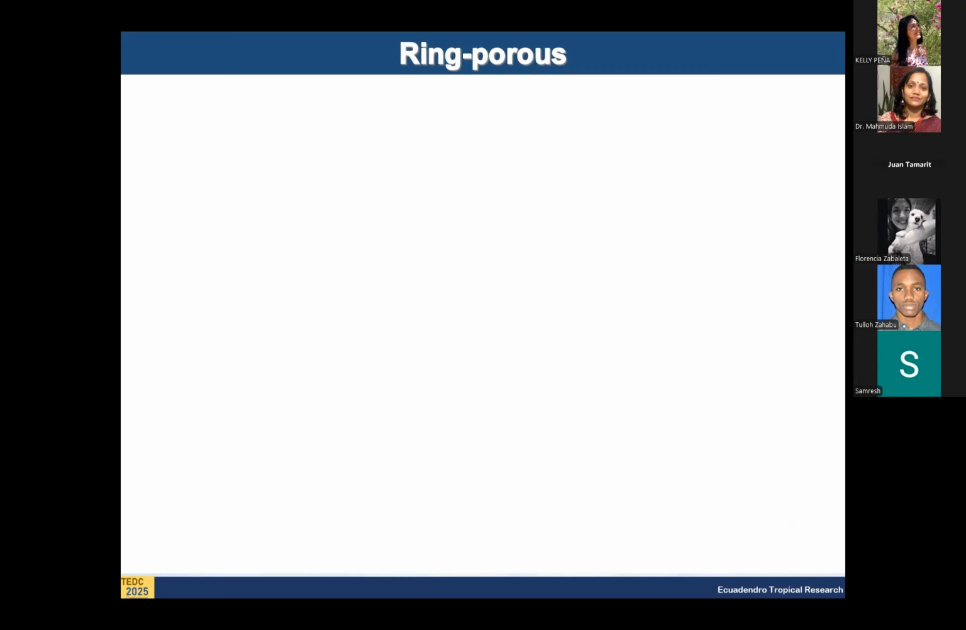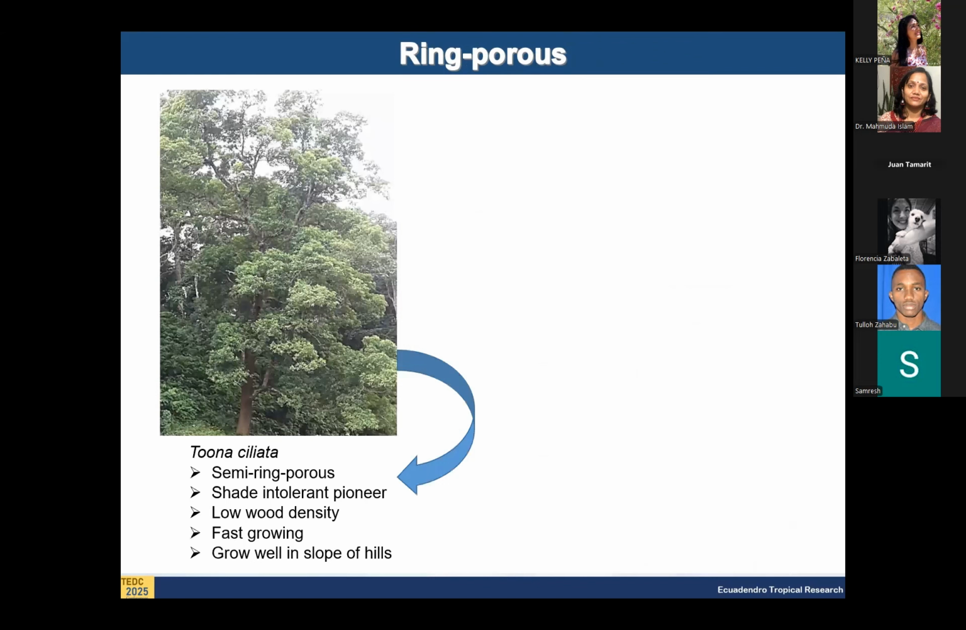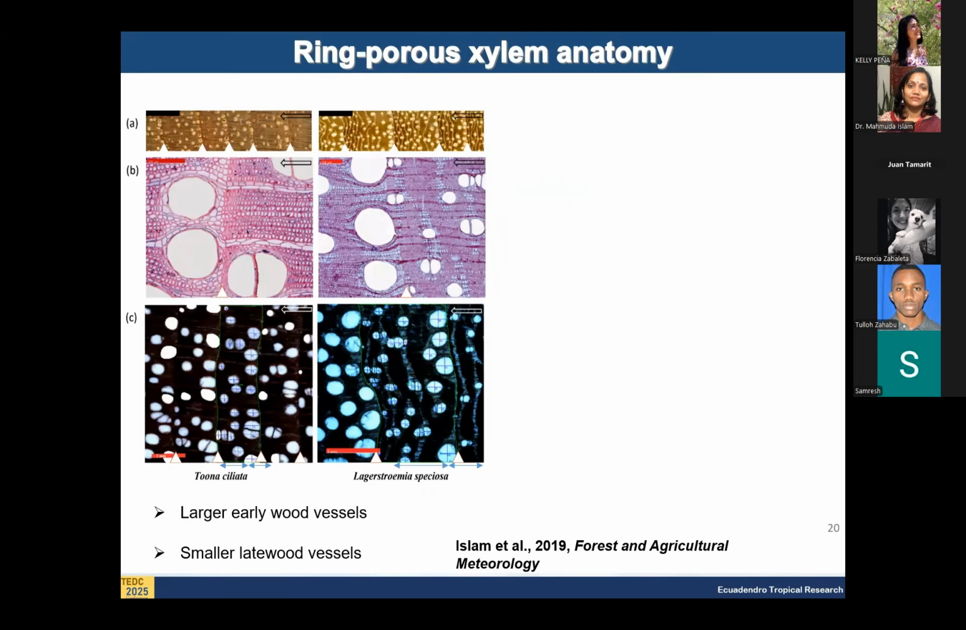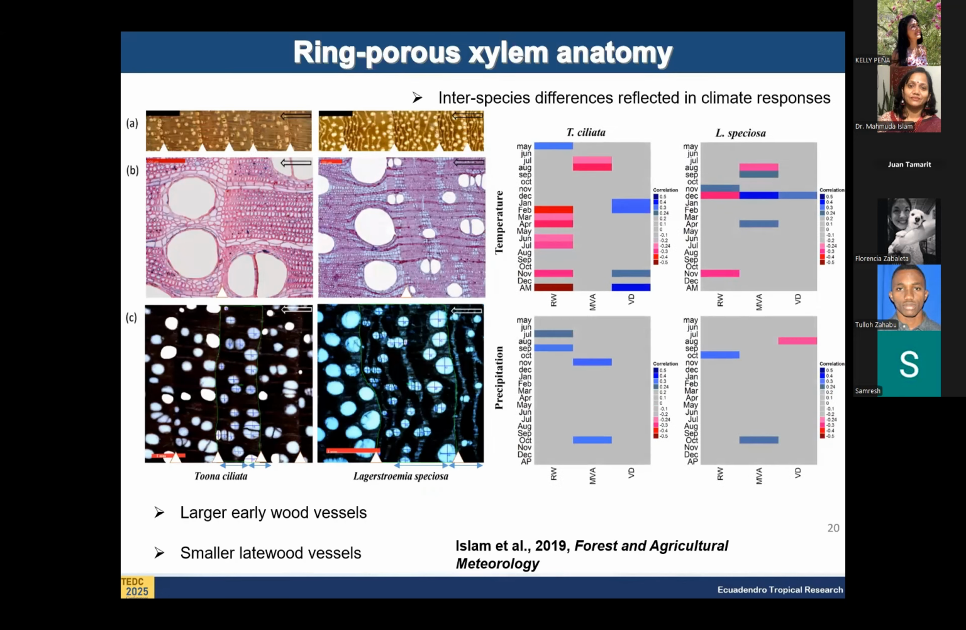Another study revealed the climate sensitivity of wood anatomical features of 2 ring porous species, which differ in their life strategies and ecological guild. Toona ciliata is a semi-ring porous, shade-tolerant pioneer species, low density and fast growing. Lagerstroemia speciosa is ring porous, shade-tolerant, high wood density, slow growing, and grows in low-lying land. Ring porous species have large earlywood vessels and smaller latewood vessels. Several vessel variables were measured and chronologies developed, and we found correlations with temperature and precipitation, especially spring temperature in March, April and May, which had a negative influence on vessel parameters and ring width.